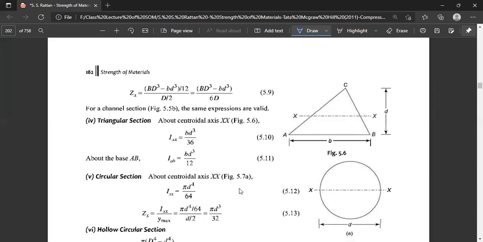Now, about the circular section here. About the central axis XX, I is pi D to the power 4 divided by 64, and Z_X is equal to I_XX divided by Y max. I_XX divided by Y max is equal to pi D to the power 4 by 64 divided by D by 2, which is pi D cube divided by 32.